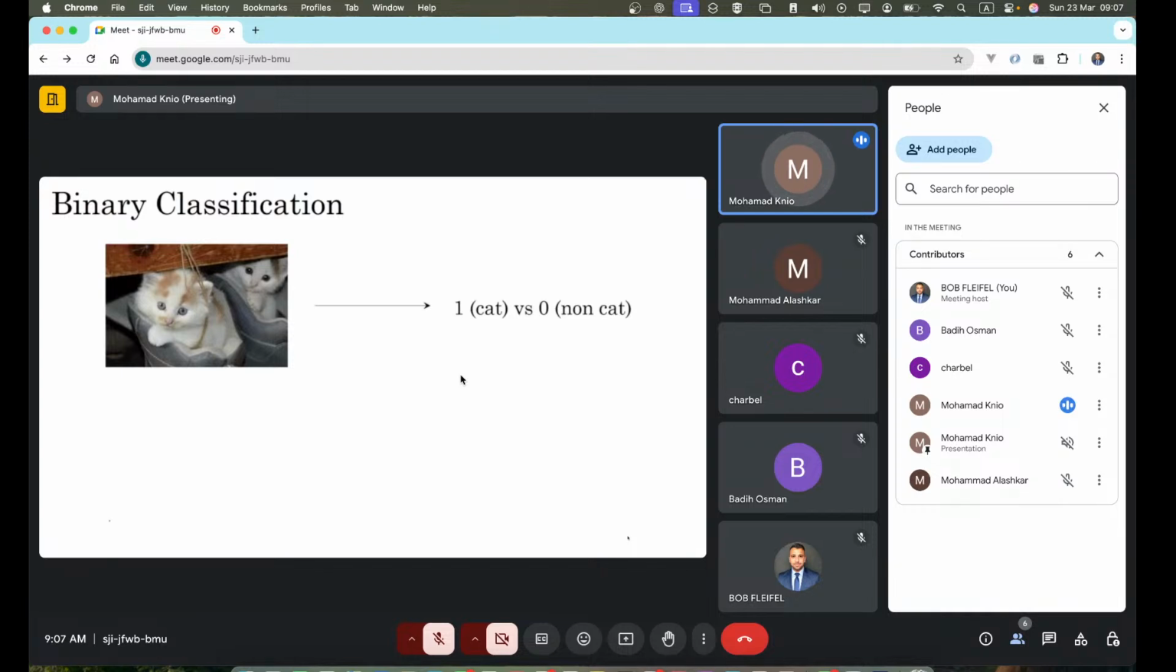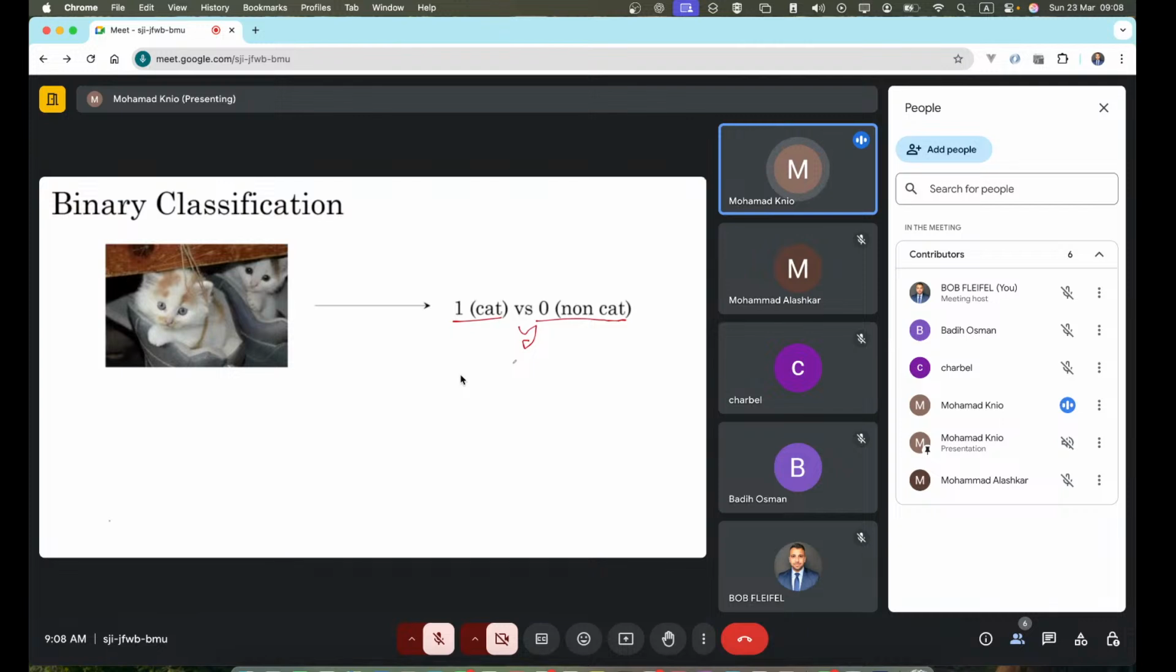It's different than what we did last time, where we were predicting the price of a house, where we had multiple or infinite possibilities of outputs. Here, since it's a binary classification, we have only two outputs. And here, the outputs are either a cat, which is 1, or a non-cat, which is 0. And we know this as y.